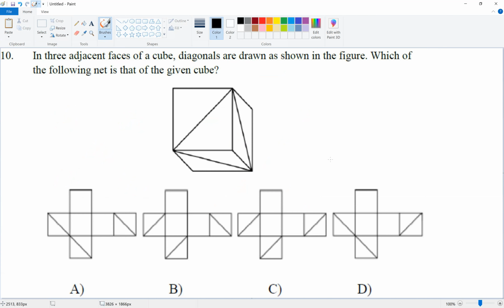In 3 adjacent faces of a cube, diagonals are drawn as shown in the figure. Which of the following nets is that of the given cube? I got C because I know the squares have triangles inside them, and if I folded out the cube, I can put each small triangle at each section, and there are about 6 triangles in that cube, and all of them in C would fit perfectly. So you got C, you said? Yeah.